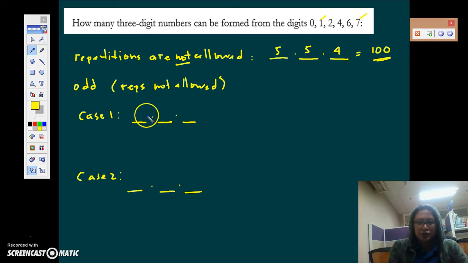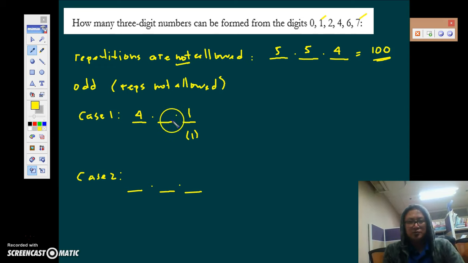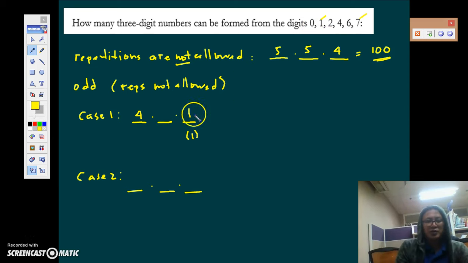So we have here case 1, if the number ends in 1. Basically this spot here is taken by 1 already. Remember that we cannot choose 0 for our hundreds digit, and we can only choose from 2, 4, 6, and 7 because 1 is already in the units place. So we can select from 4 numbers, 2, 4, 6, and 7, for our hundreds digit. For the tens digit, 0 can now come back into play. We can now pick 0.